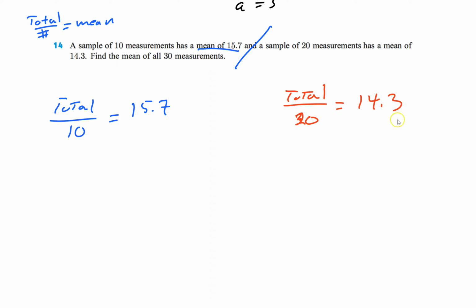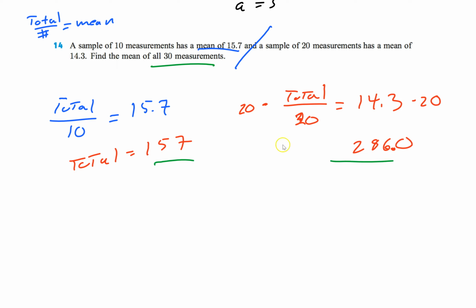Now let's find the total of each one. In this case, we multiply by 20. So it's going to be 286. Sorry. Do the same thing here, multiply by 10, and you're going to get the total equals 157. So if you want to find the total of all 30 measurements, you have to add these two things together. Add that total with this total. So we're going to get 157 plus 286 all over 30, and whatever that turns out to be is our mean.